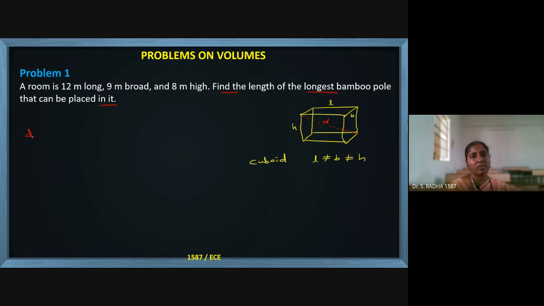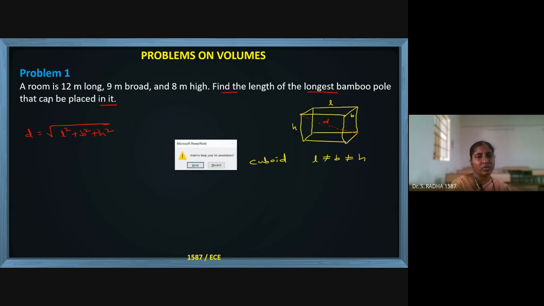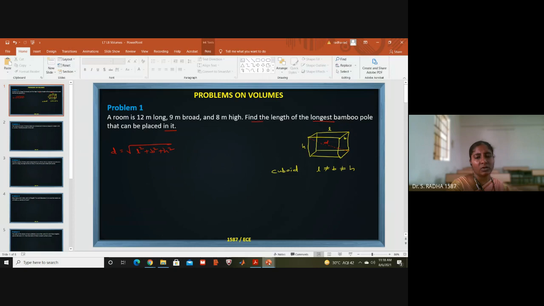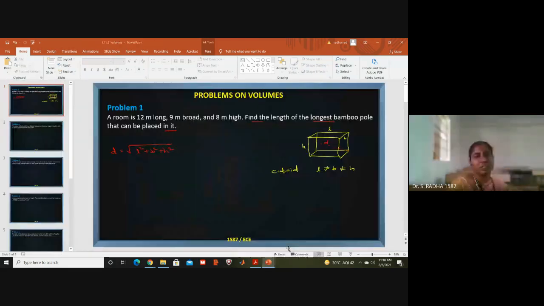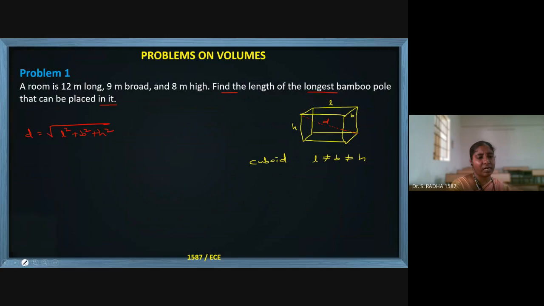So the diagonal in the case of a cuboid is given by the square root of L square plus B square plus H square. That is the formula we have seen. Now substitute and simplify, and we will have the final answer.